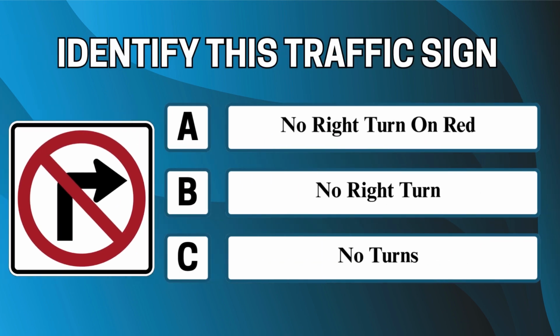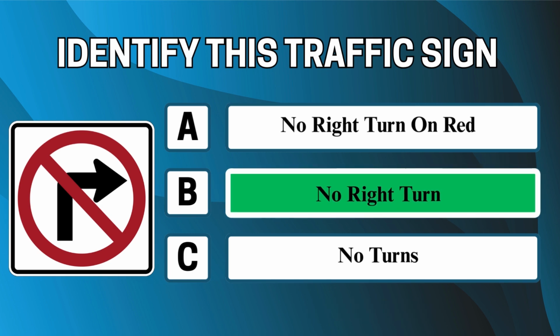Identify this traffic sign. A. No right turn on red. B. No right turn. C. No turns. You nailed it, it is the no right turn sign.